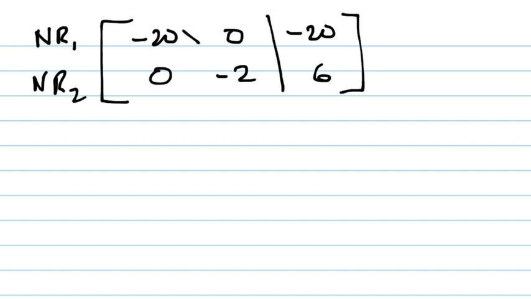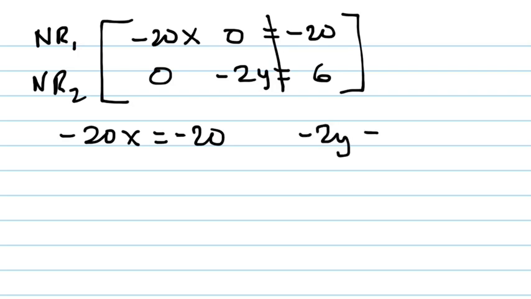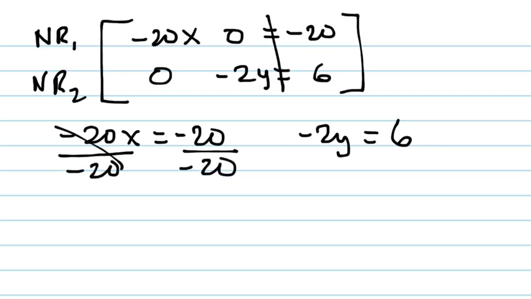So what this is really telling me is that negative 20x equals negative 20, and negative 2y equals 6. So I have negative 20x equals negative 20 from new row 1, and from new row 2 I have negative 2y equals 6. And those are just two simple linear equations, which you solve by doing the opposite. The opposite of multiply by negative 20 is divide by negative 20. So divide both sides by negative 20 gives me x equals 1.